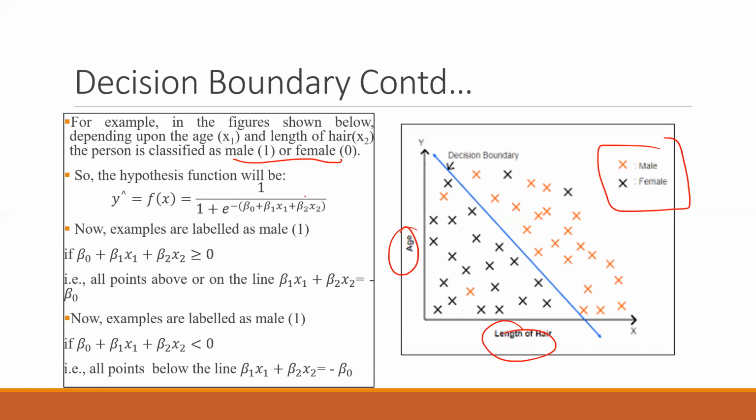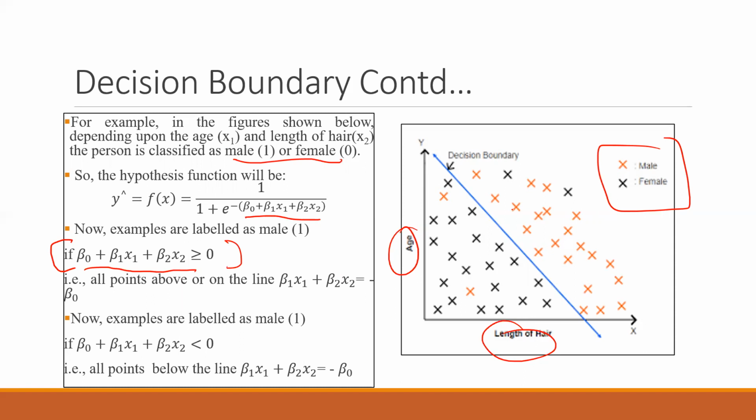So the hypothesis function will be this, 1 upon 1 plus e to the power minus z. Now examples are labeled as male 1 if this is the equation, beta naught plus beta 1 x1 plus beta 2 x2. Can anyone tell me why this equation has stopped at beta 2 and why we are not writing it till beta n, maybe beta 3, beta 4? Why are there only 3 betas and not 4 or 5 or maybe 10 betas here? Anyone can tell?